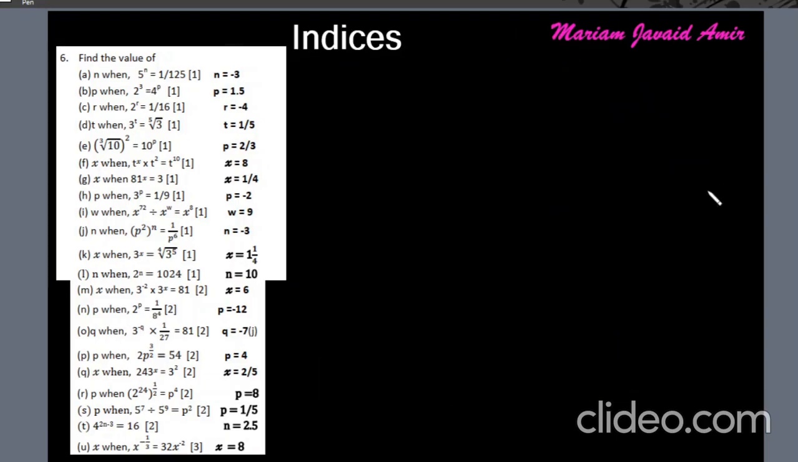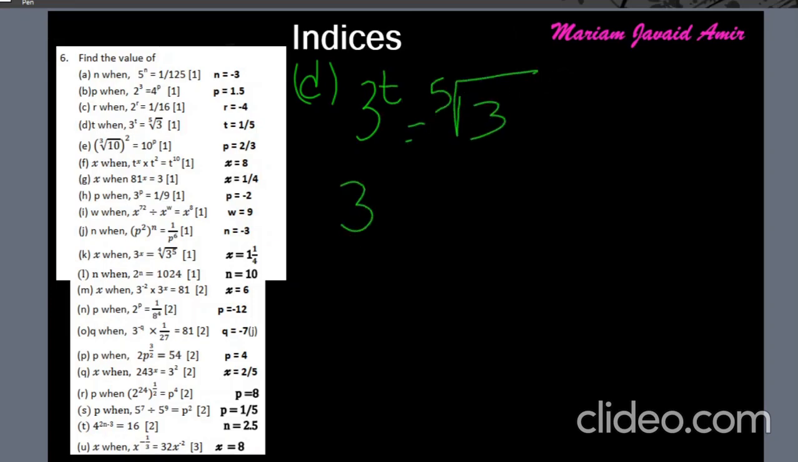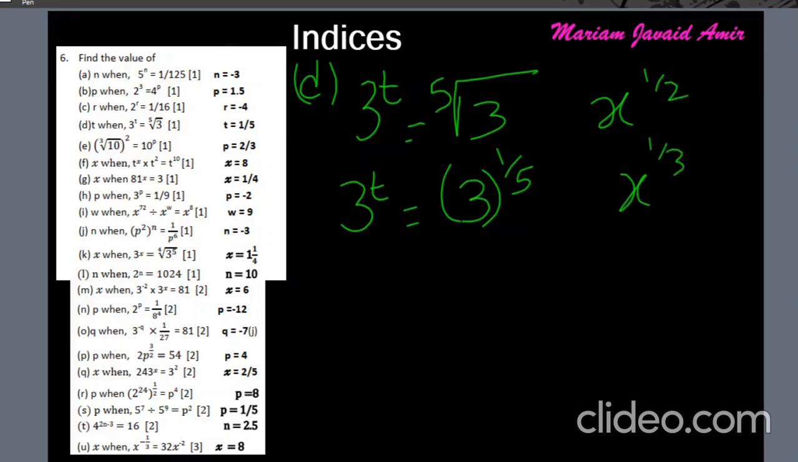Alright, part D is find t when 3 power t equals 5th root of 3. Now recall that 5th root of anything is power 1/5. Square root of anything is power 1/2. Cube root of a variable or a number is power 1/3. So similarly now t is simply equals to 1/5.